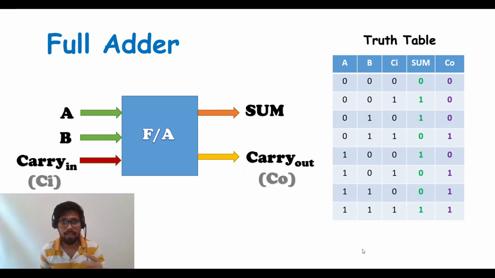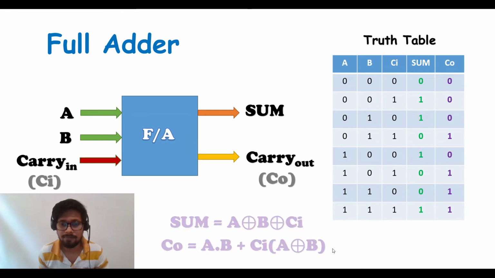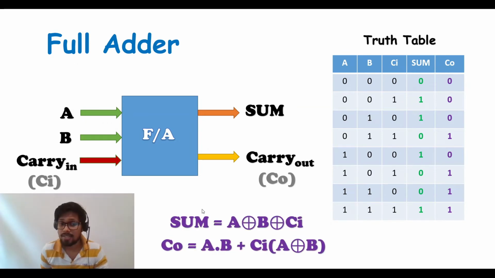Let's see the equations of this full adder. You can see here sum is equal to A XOR B XOR Ci. Likewise, this is the carry out equation. Using these equations, let's design the full adder with Logisim.